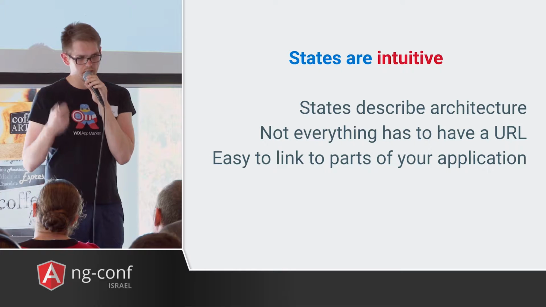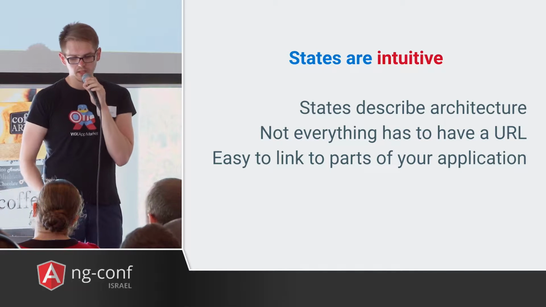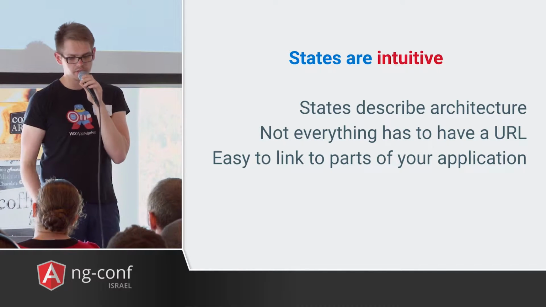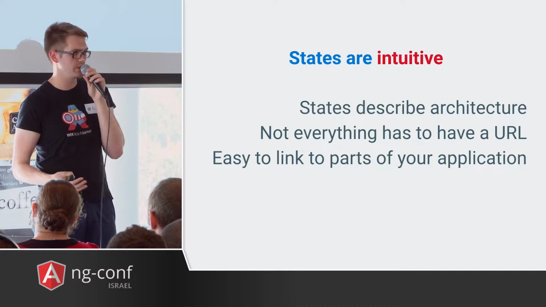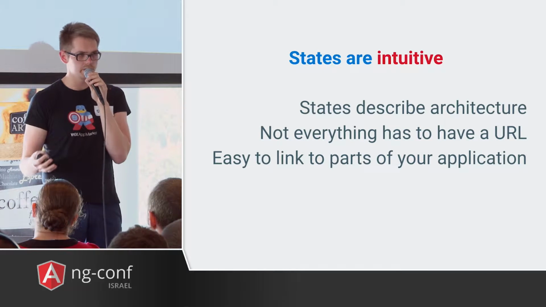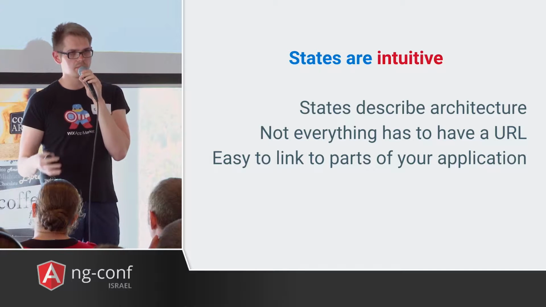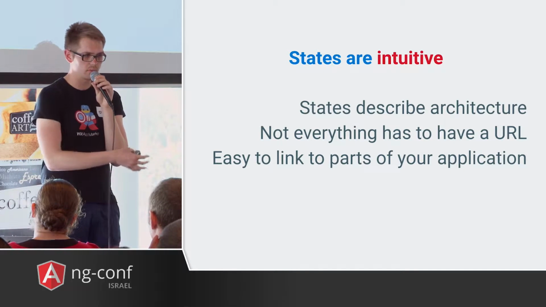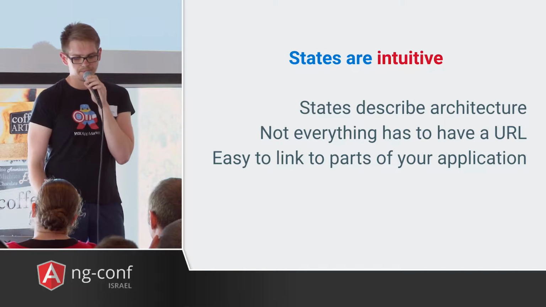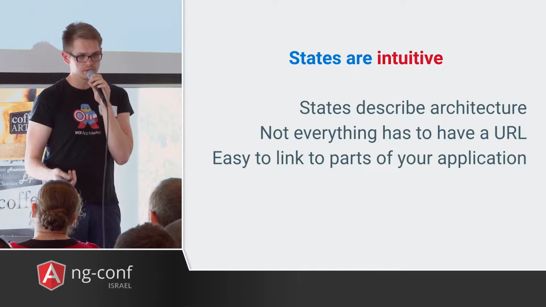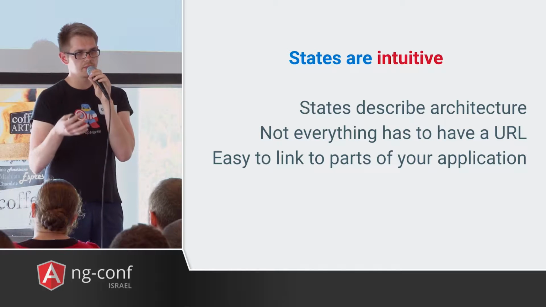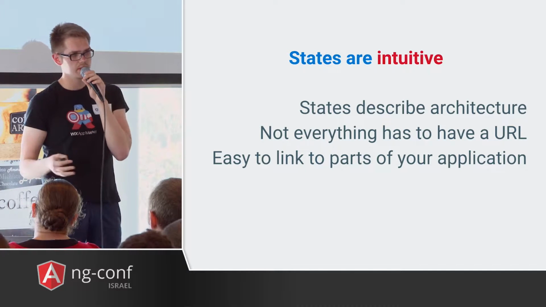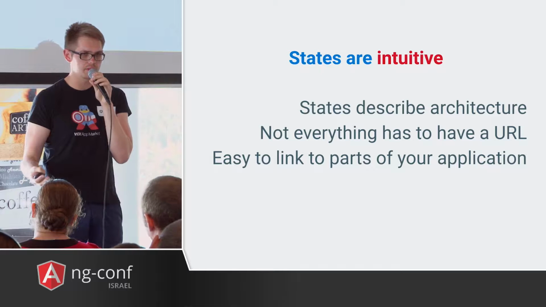So states fundamentally are very intuitive. They let you describe architecture. And obviously, not everything in an application has to have a URL. There are partial states which you want to go through but never stay in for long, or you don't want people to link there. And your router also lets you do easy linking, because you can just point to a state and then the link will be generated afterwards, so it's easy to refactor.